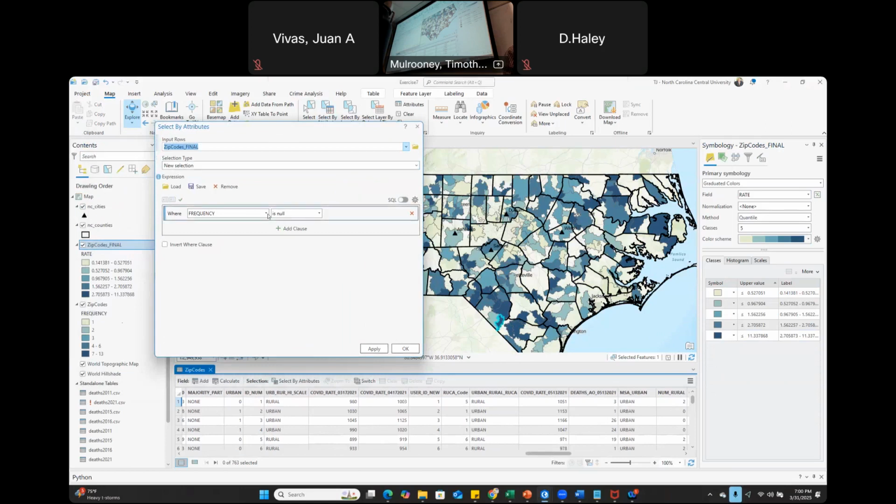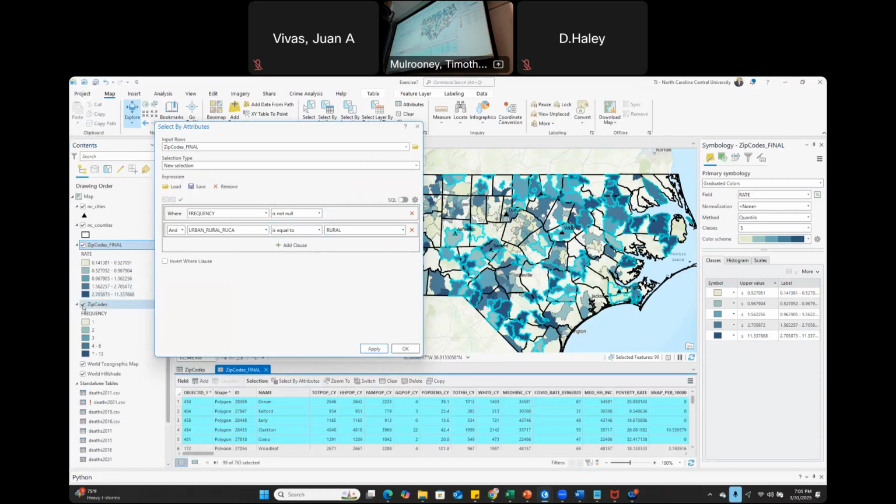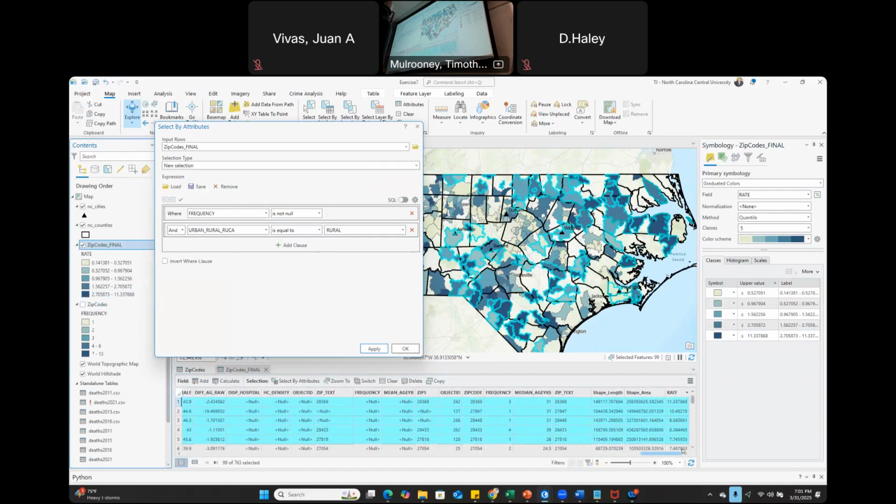My zip code's final. What do I want to find? I want to find where frequency is not null because I don't want to pick out the null values. And where's the RUCA thing I'm looking at? RUCA is equal to rural. So I got 99 of these here. Just for the heck of it, let's see what the rate is.